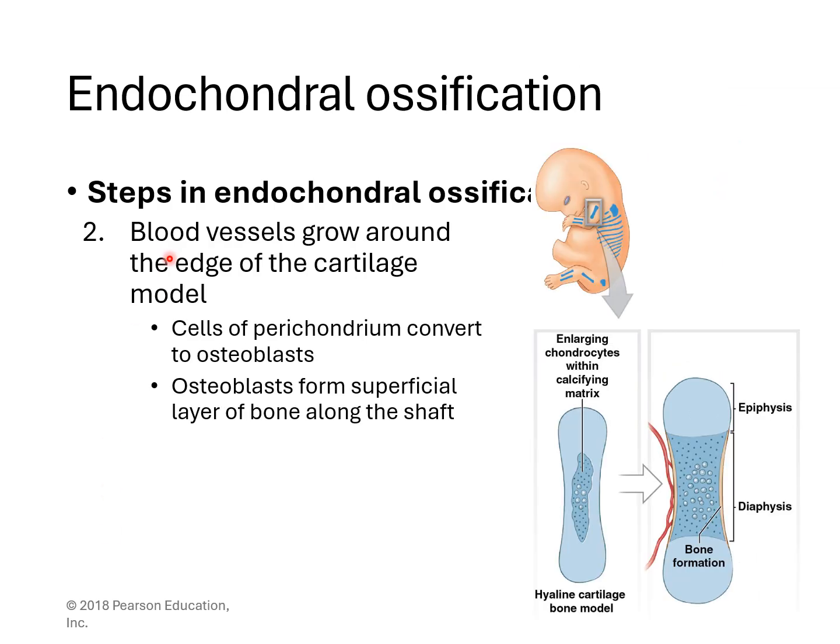Then blood vessels will grow around the edge of the cartilage model. The cells of the perichondrium, because it's cartilage, will then start to convert into osteoblasts. The osteoblasts start to form a superficial layer of bone along its shaft, and you can kind of see it starting to form along the shaft.